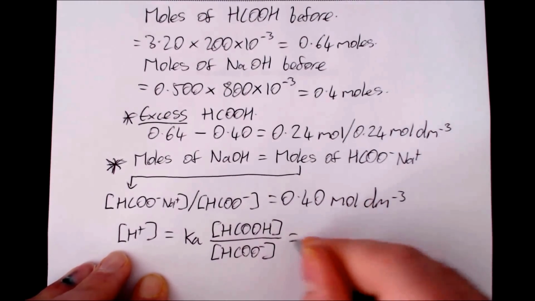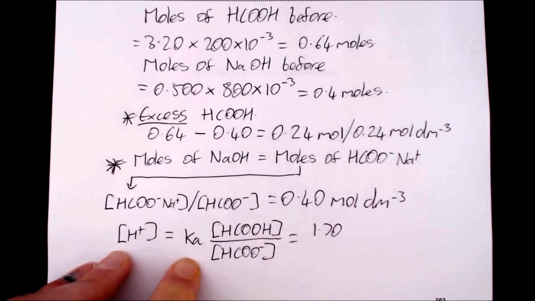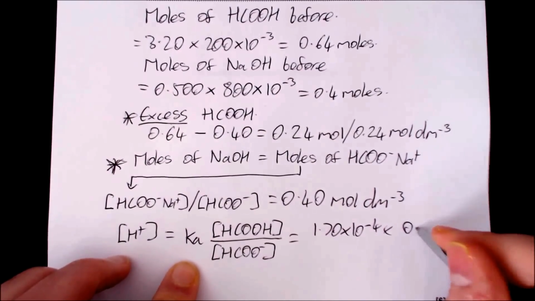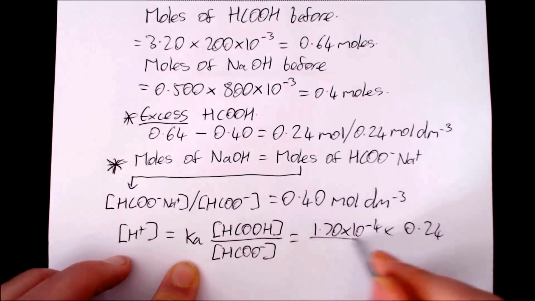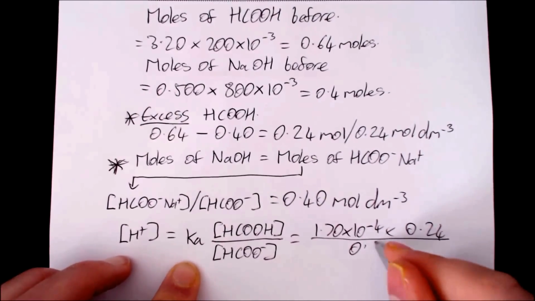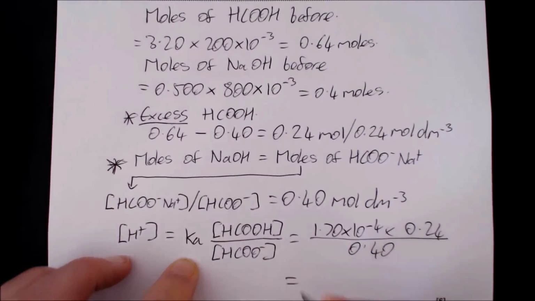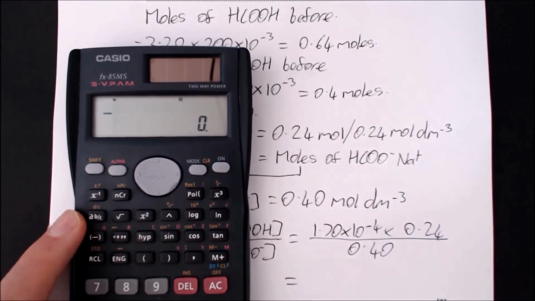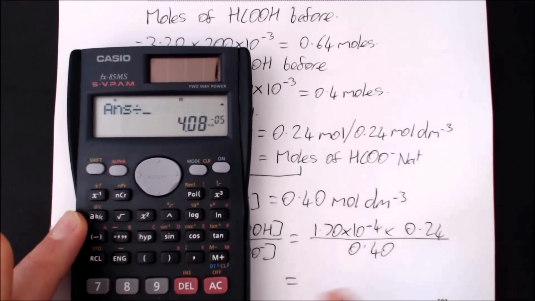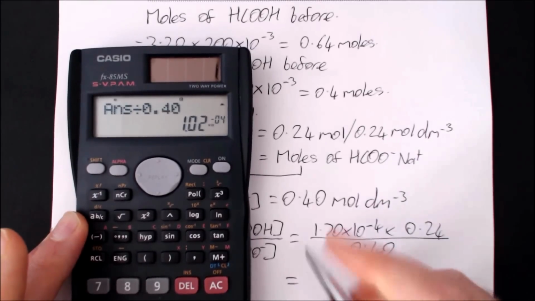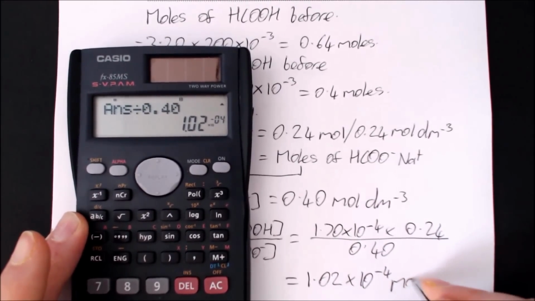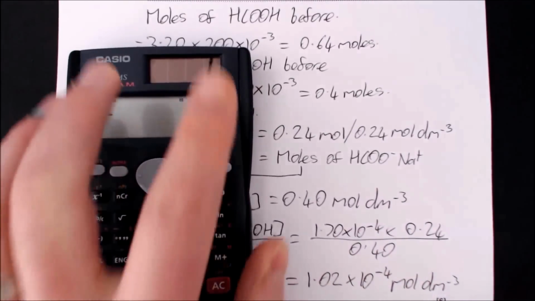And then what we're going to do is stick that in our calculator. So that's going to be 1.70 times 10 to the minus 4, and that's the Ka value. Multiply that by 0.24. That was the number of moles of acid in excess. Divide that by this bit here, which is the concentration of your salt, which is 0.40. Okay, there you go. And so therefore, if we put that in our calculator, 1.70 times 10 to the minus 4, multiply that by 0.24, and then divide that by 0.40, we should get 1.02 times 10 to the minus 4, and that's moles per dm cubed. Right, and that's the concentration of our H+.